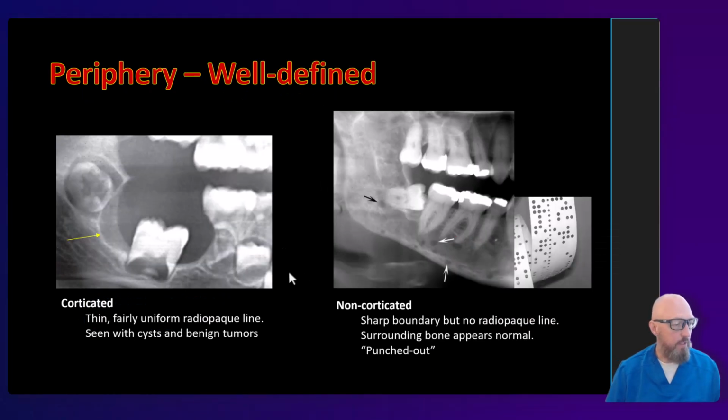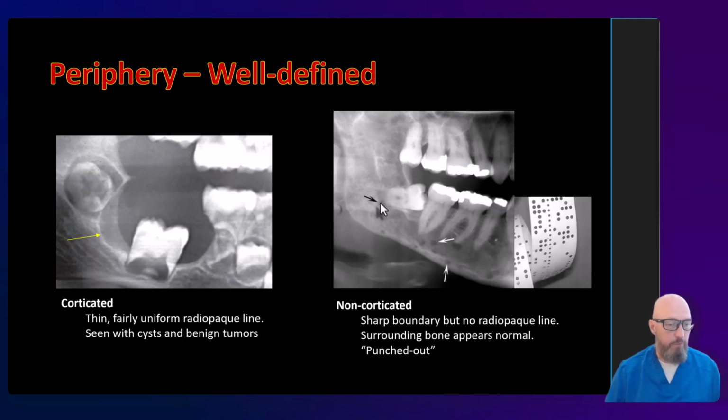Same idea, different illustration. Here we see this lesion around the crown of this tooth is very well defined. It's even corticated. And so what do I mean by corticated? That's this thin radiopaque or white line that you see around this lesion. And so when it has that, you know it's a very well-defined, a very benign type of lesion. And this one is likely a dentigerous cyst again, which we talked about in the last video. And so well-defined can be corticated or it can be non-corticated.